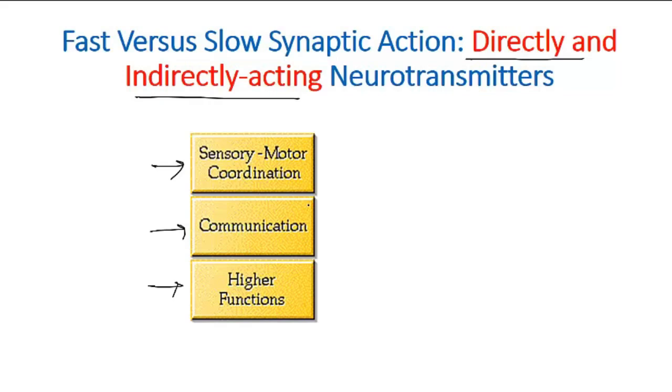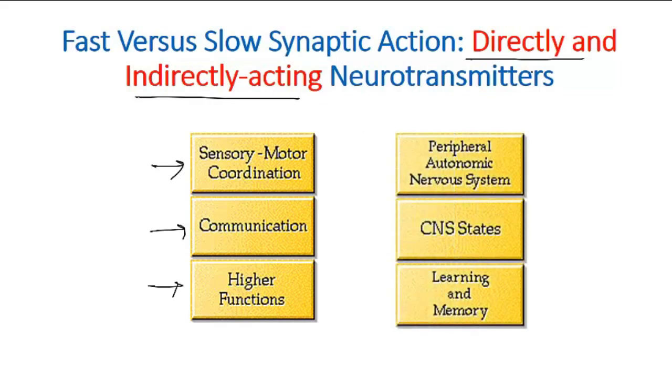Rapid synaptic signaling is essential for speech and other forms of communication, and playing music also requires rapid synaptic signaling. On the other hand, all the neurotransmitters that affect the organs of the peripheral autonomic nervous system act indirectly. Those are the indirect activations.